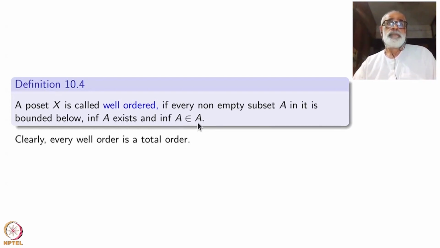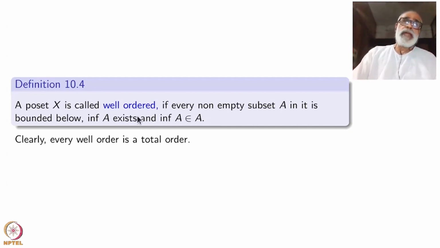Okay? So this is well ordered. This is a very strong condition. A simple example of a well order is the natural numbers with the standard ordering. Given any subset of the natural numbers, there is one which is the smallest, right? So that property has been axiomatized here.